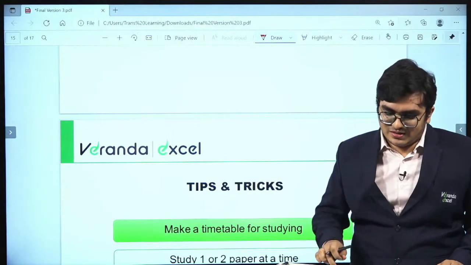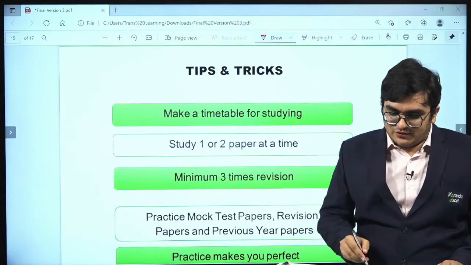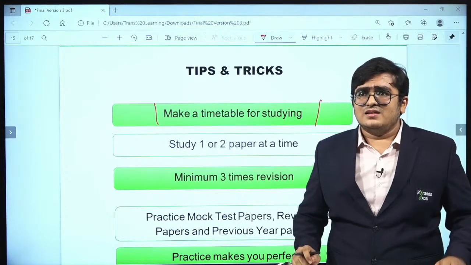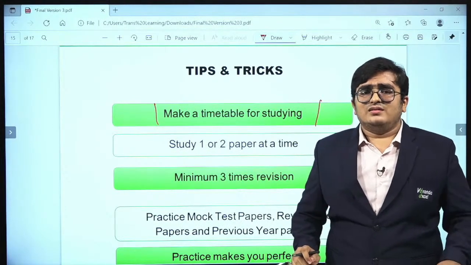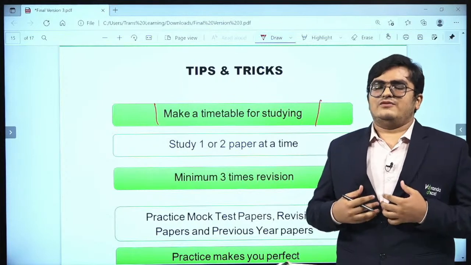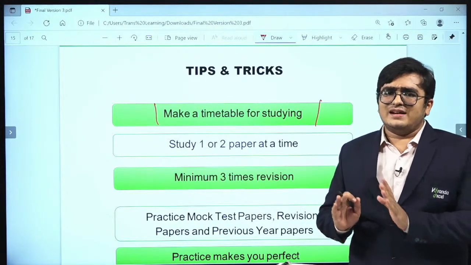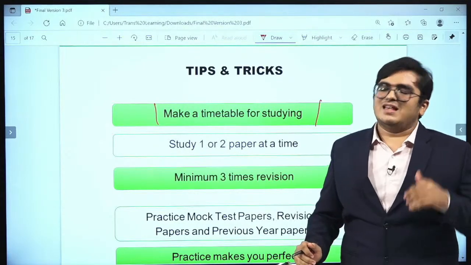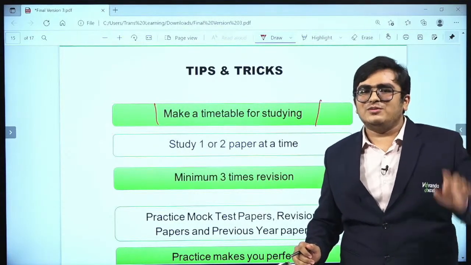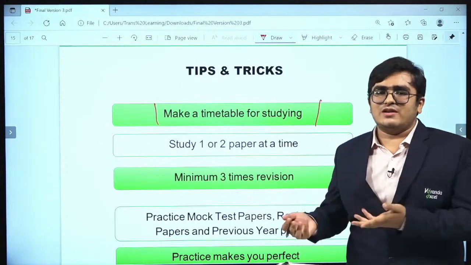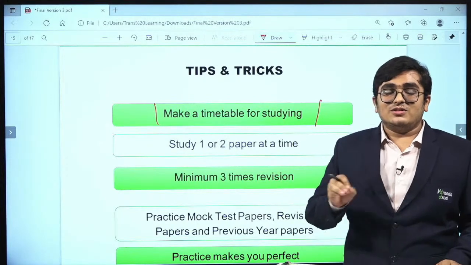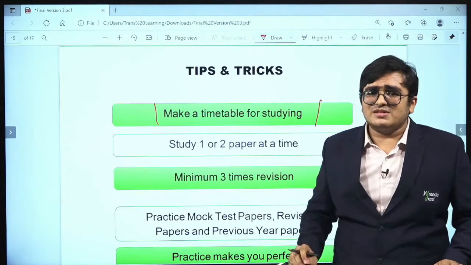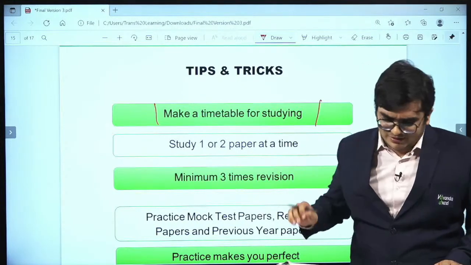Tips and tricks. Make a timetable for studying. That is very necessary. There are 6 subjects, and we as students, see, even I have been a student at one point of time. I understand that a student is lethargic. We always say, tomorrow we'll do, tomorrow we'll do, and then tomorrow never comes and the exam comes. So that being the issue, it's always best to make a timetable for studying and study accordingly.